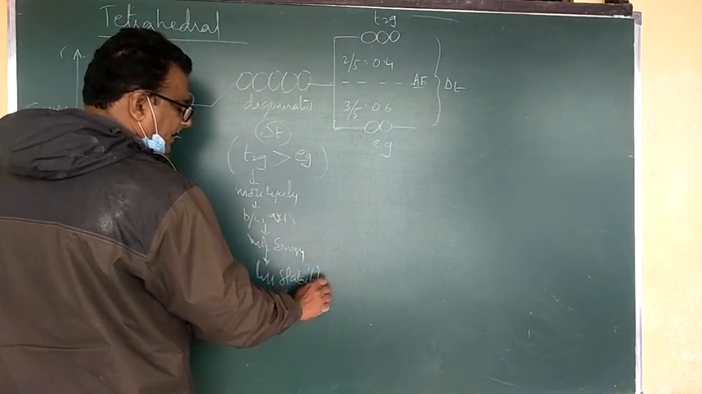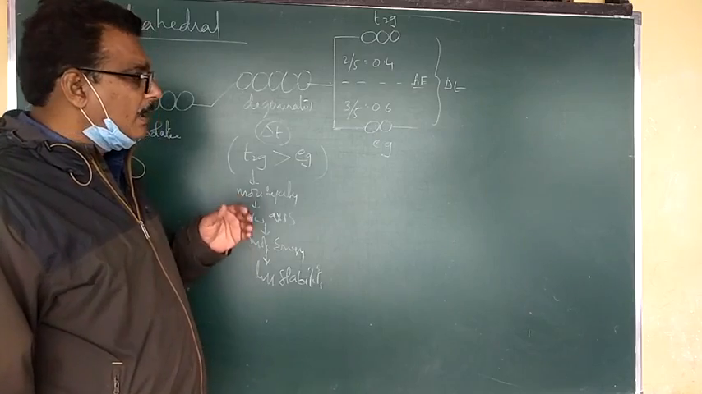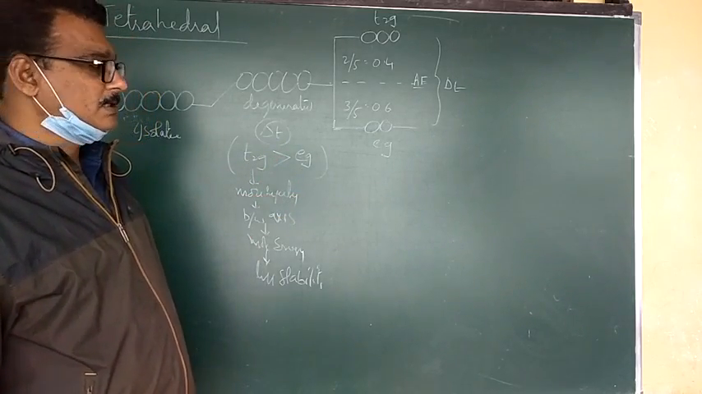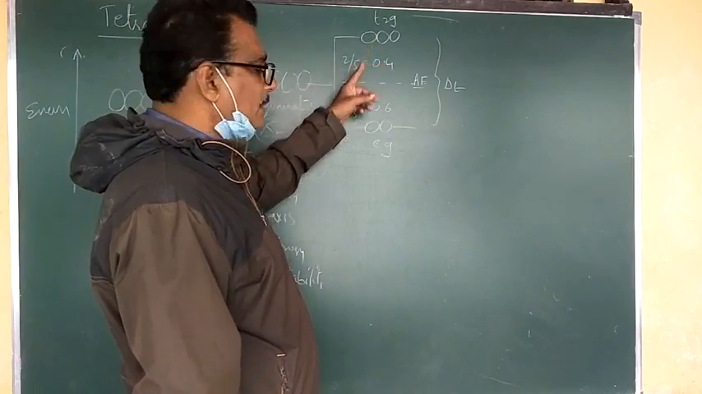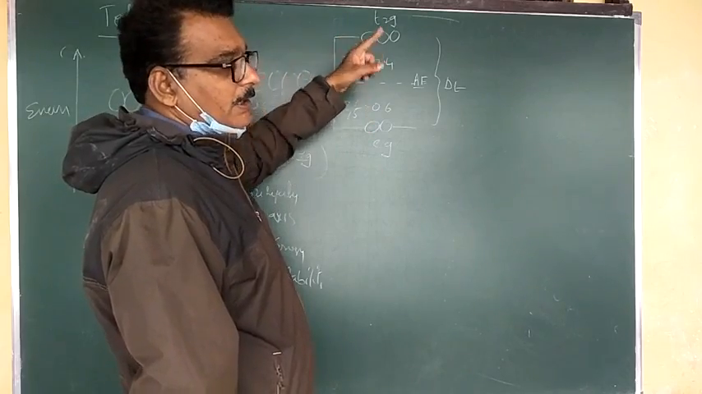That is very important. Once you know the octahedral complexes, you automatically know the opposite for tetrahedral complexes. Therefore here is Eg, this is T2g. So Eg has less energy, T2g has more energy.